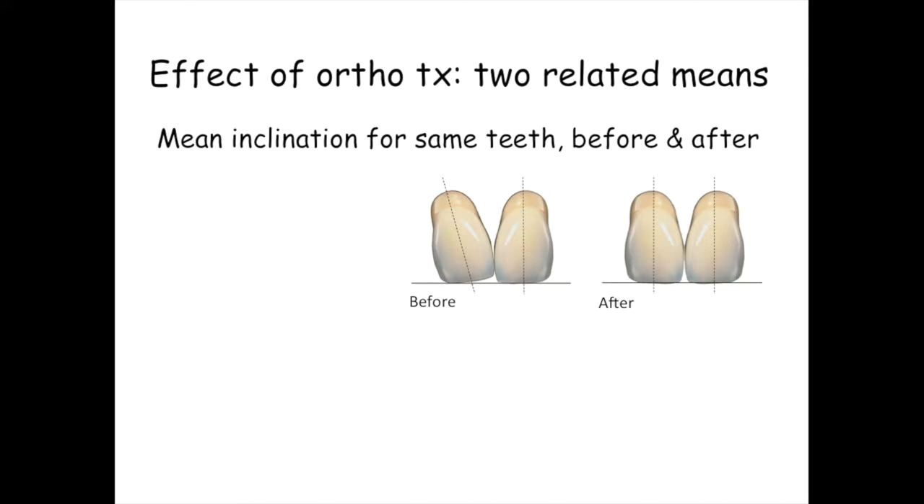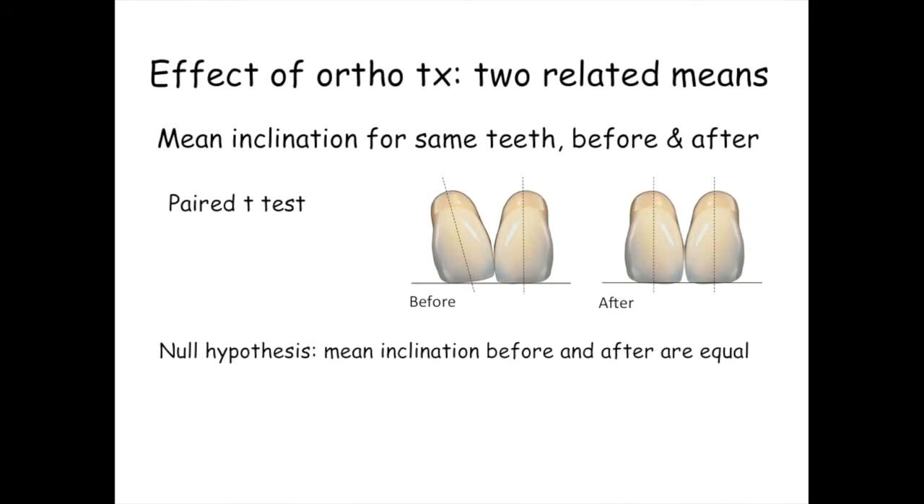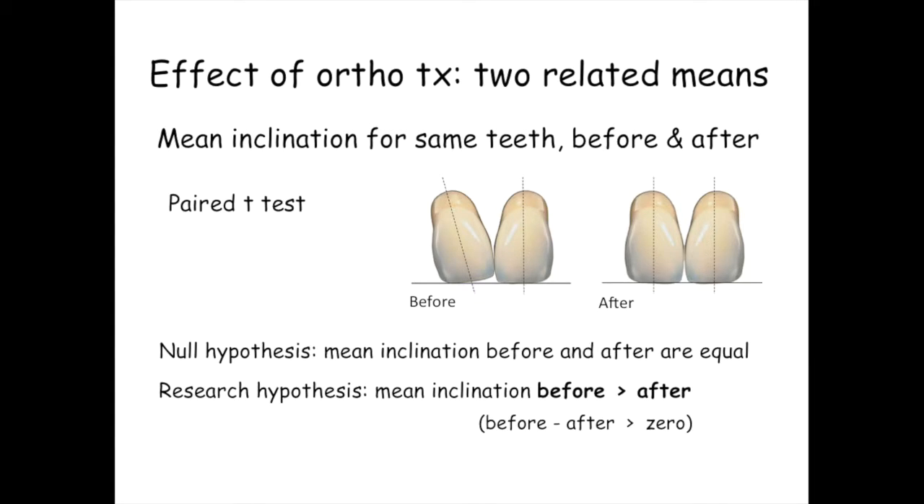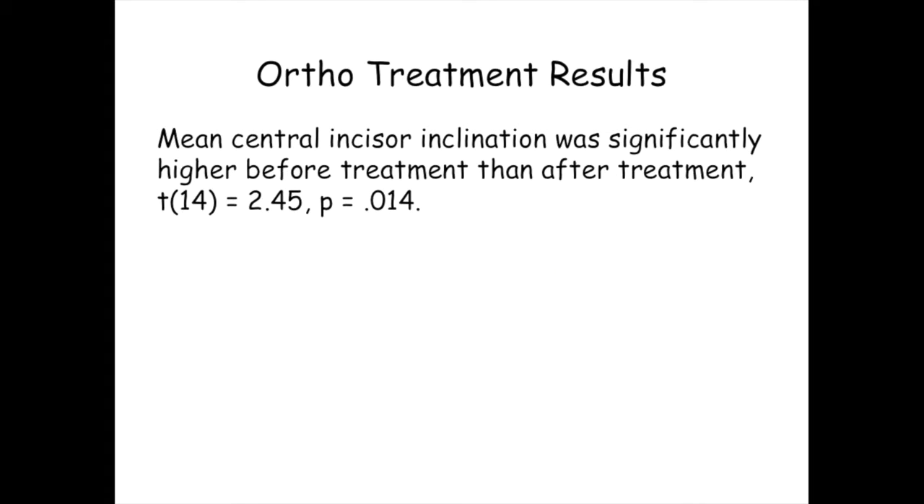For the orthodontic treatment example, there are two means, before and after, but these means come from the same subjects. The test of related means is called a paired t-test. The null hypothesis states that there is no difference in mean inclination before and after treatment, that the means are equal. Because the researcher expects treatment to align the teeth, his research hypothesis is directional, or one-tailed. The mean inclination is higher before than after treatment, or the mean difference is greater than 0. The mean inclination was significantly higher before than after treatment, so the null hypothesis was rejected.